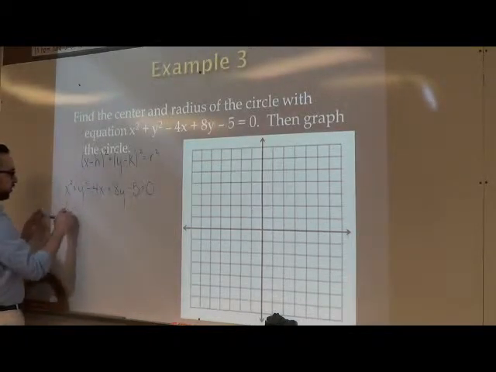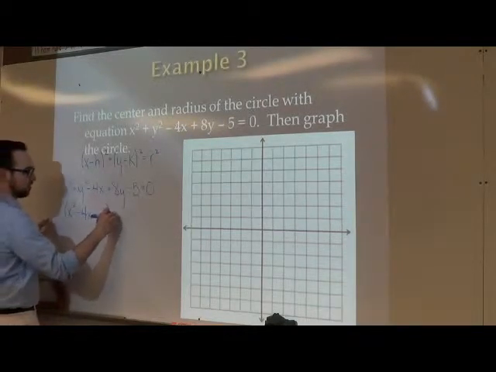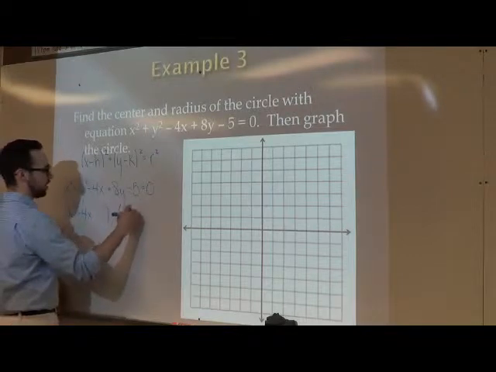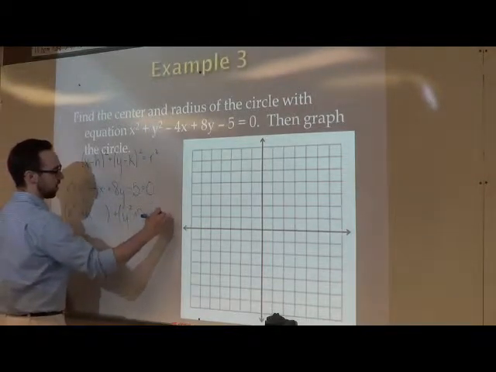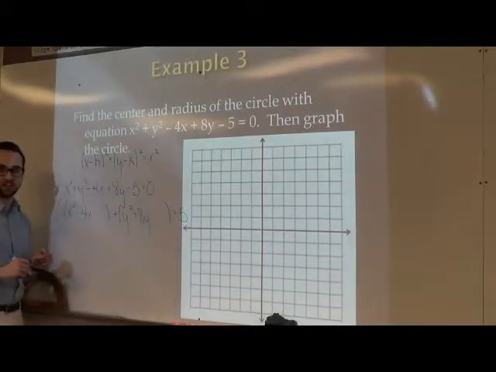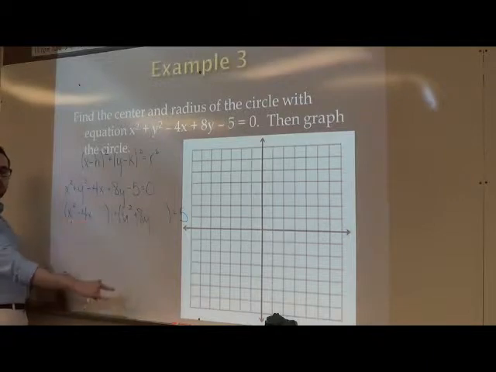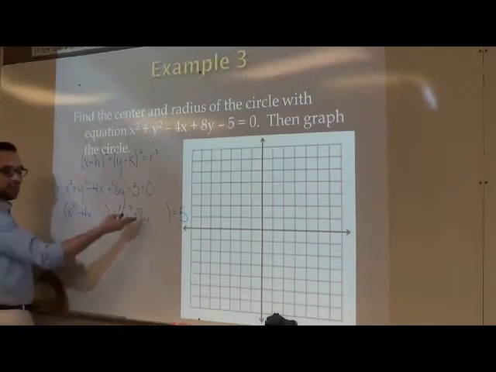So I'm going to group. We have x squared minus 4x. I'm going to group that together, plus we then have y squared plus 8y. And the 5, I'm going to move it to the other side, because you want your constant, your radius, on the other side. So I have to complete the square twice with this, both with the x and with the y.